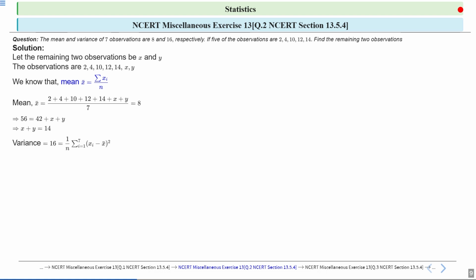Next, let's use the variance formula. So variance is given as 16 in this question, and the formula is sigma squared equal to 1 divided by n times summation from i equal to 1 to 7 of (xi minus x bar) whole squared. So the equation becomes 16 equal to 1 divided by 7 times (minus 6 whole squared plus minus 4 whole squared plus 2 squared plus 4 squared plus 6 squared plus x square plus y square minus 2 times 8 times (x plus y) plus 2 times 8 squared).